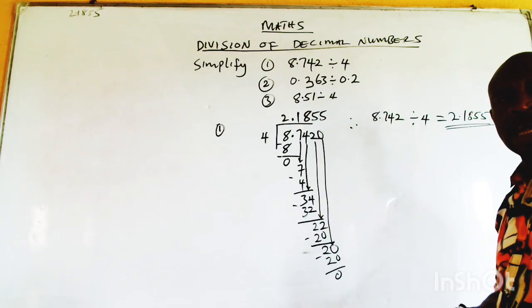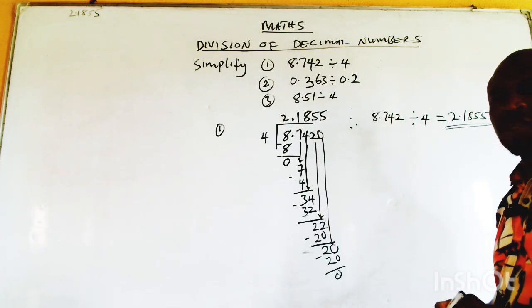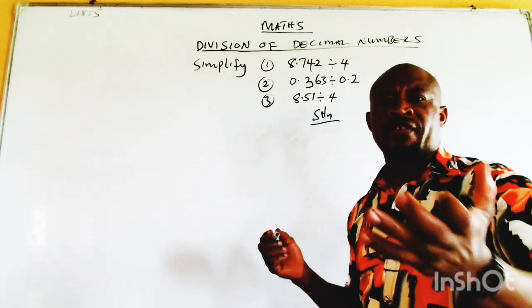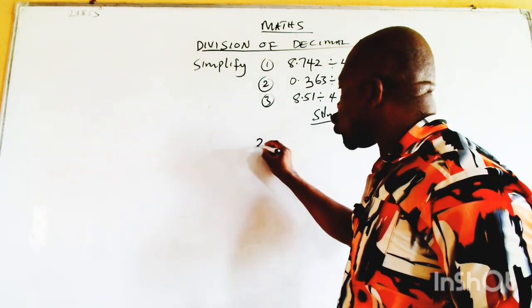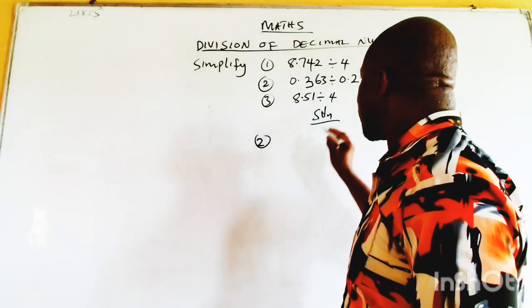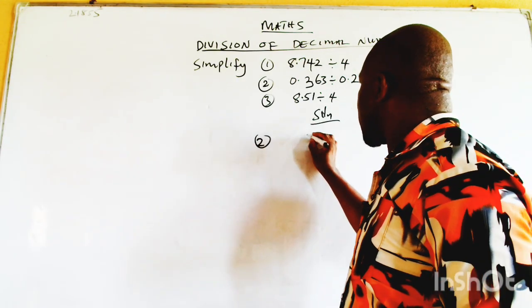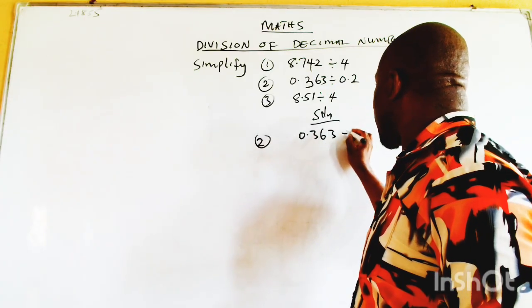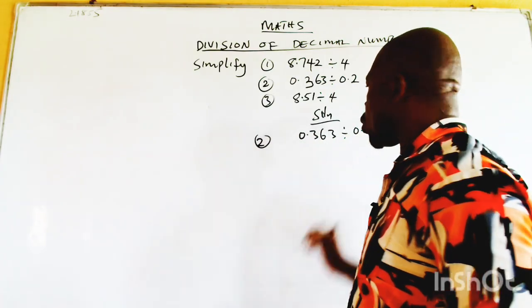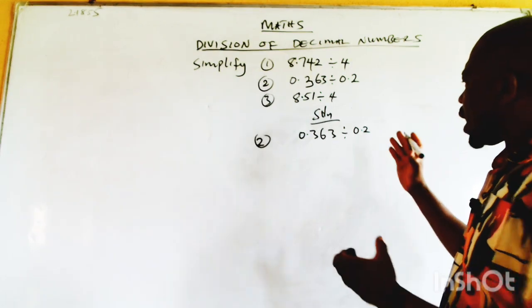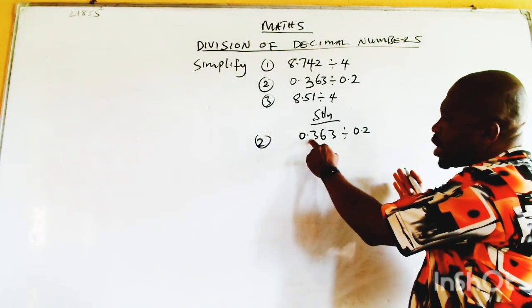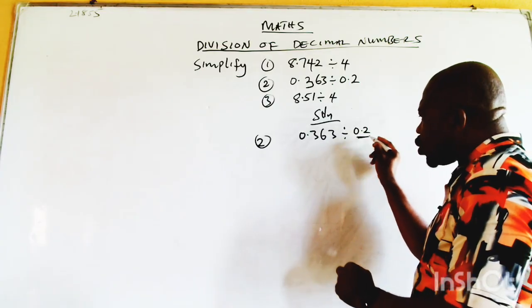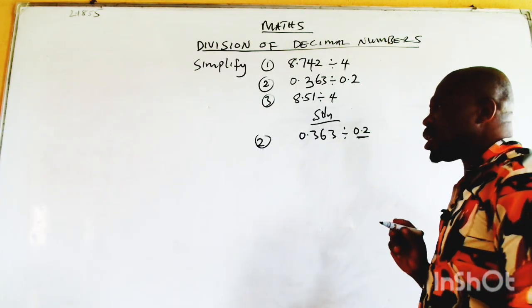Now, let us look at how we can solve the second question. Now, we have the number 2 question. Now, the number 2 says 0.363 divided by 0.2. This one, because this one is 0 point, the divisor, you must pay attention to the divisor, the number dividing.